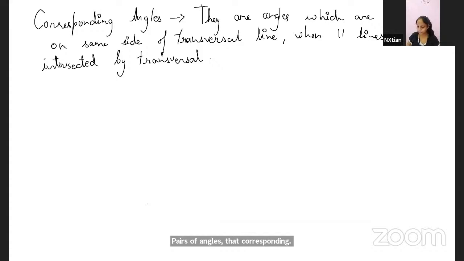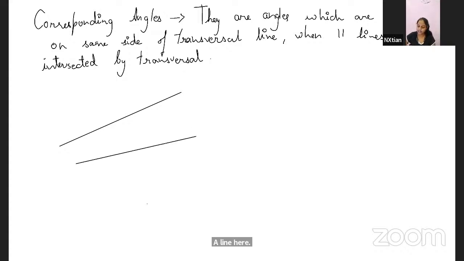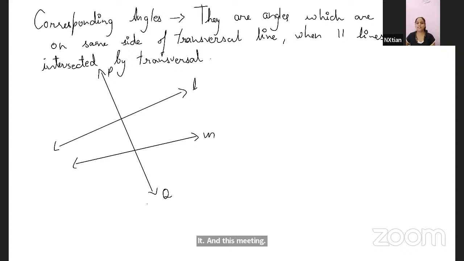Okay, let's first see when we have non-parallel lines. I'm having a line here and a line here like this, and one line is cutting them. This is my transversal. Let's name them P, Q, L and M. I explained that when two lines are cut, eight angles will be formed. How many angles? Eight angles will be formed.